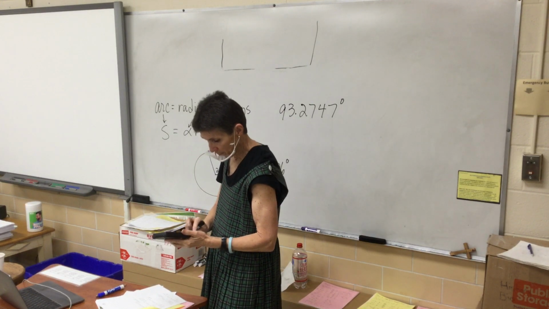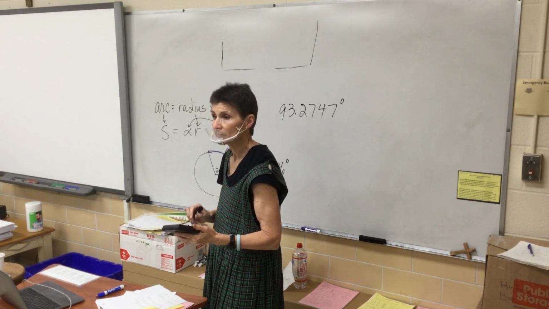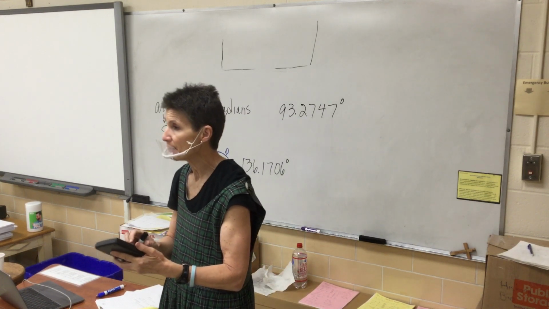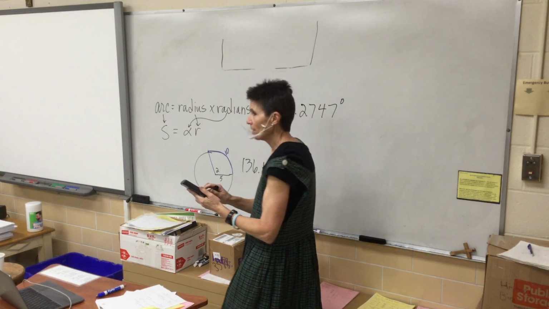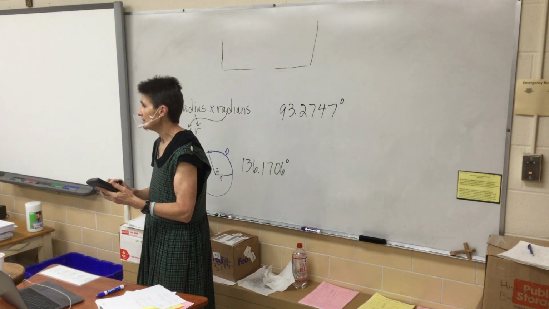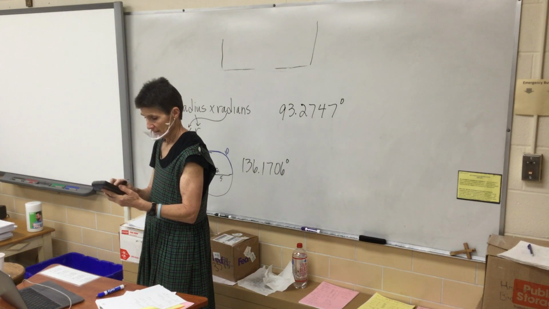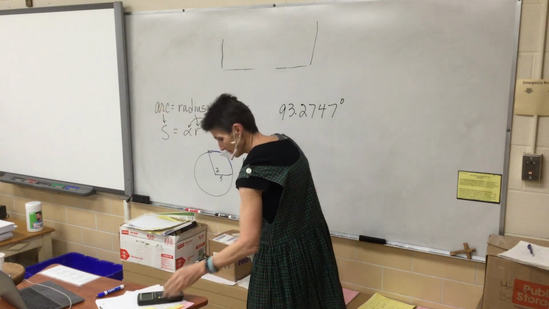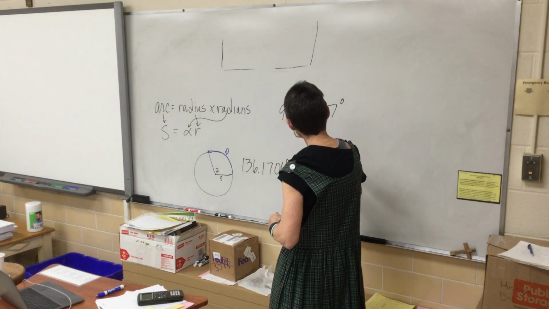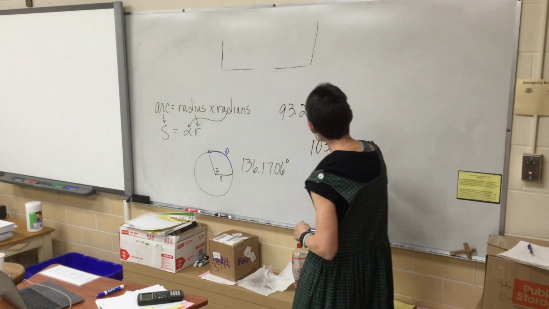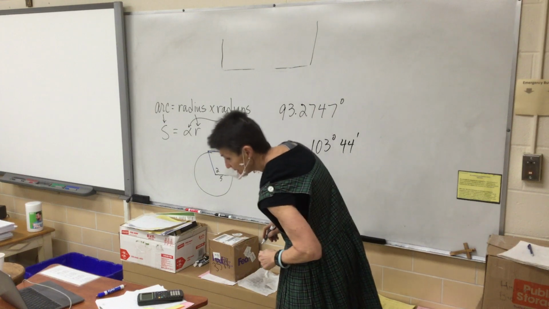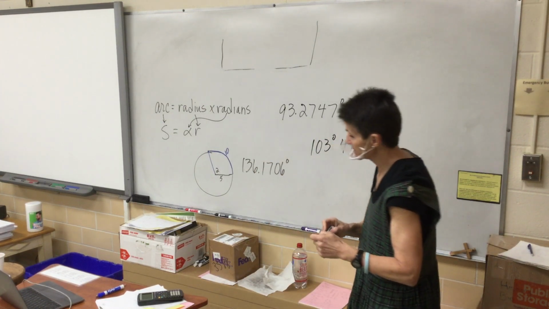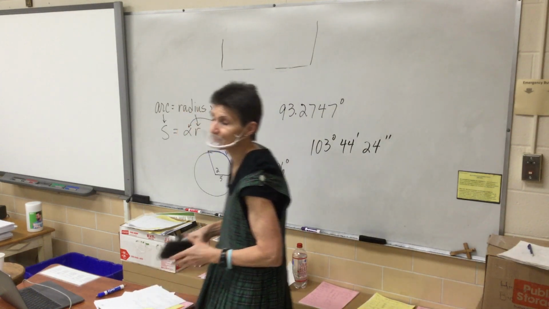Type 103.74. Go into your angle menu, so second apps, and what do you see in that column? DMS. Highlight it, enter, and it comes up with 103 degrees, 44 minutes, and 24 seconds. Isn't that easy? I'm telling you kids, in the old days that took a long time.